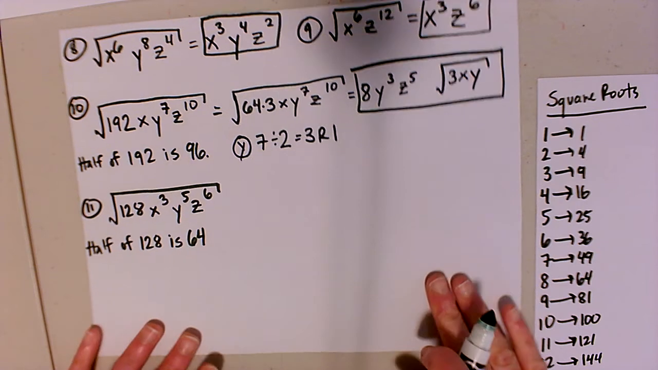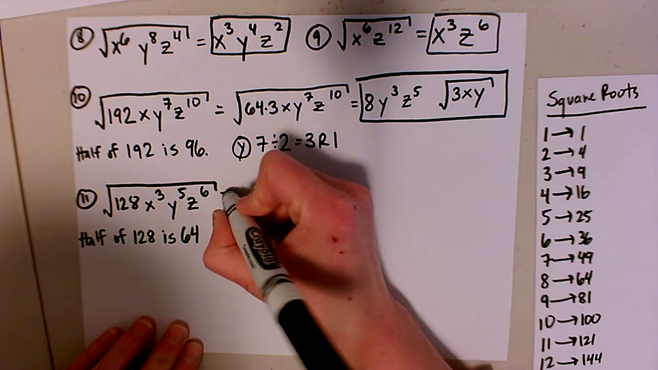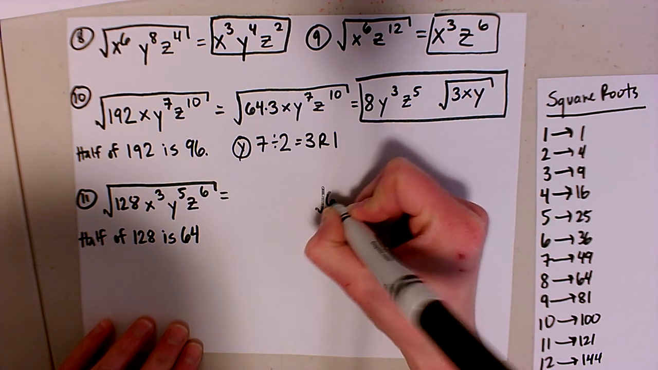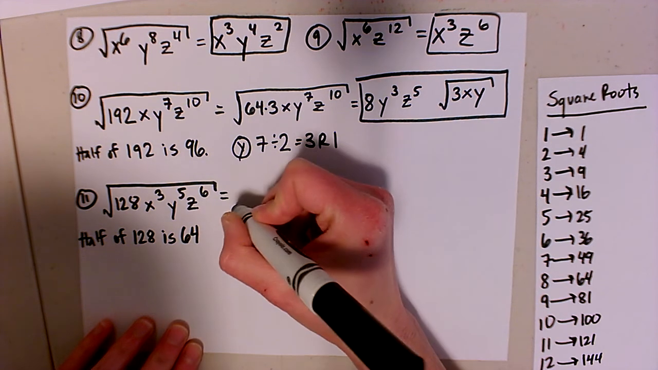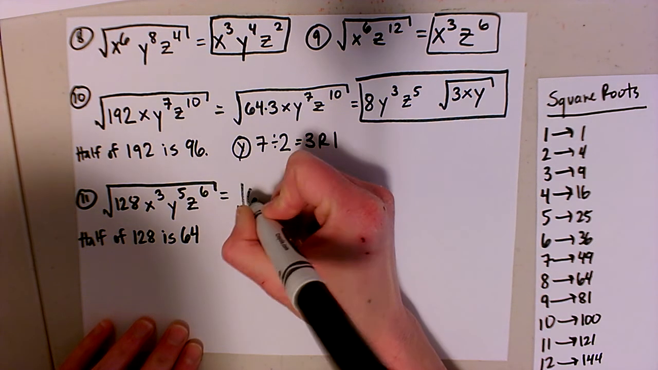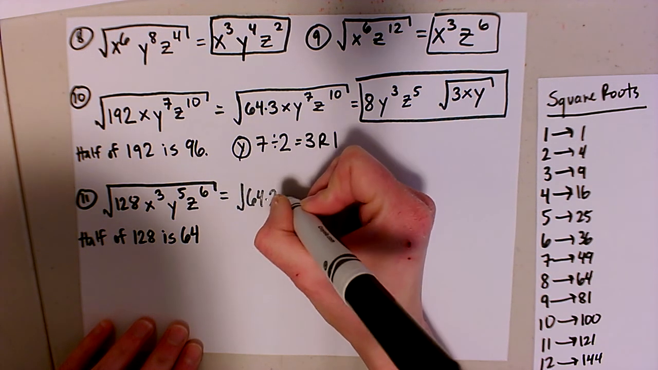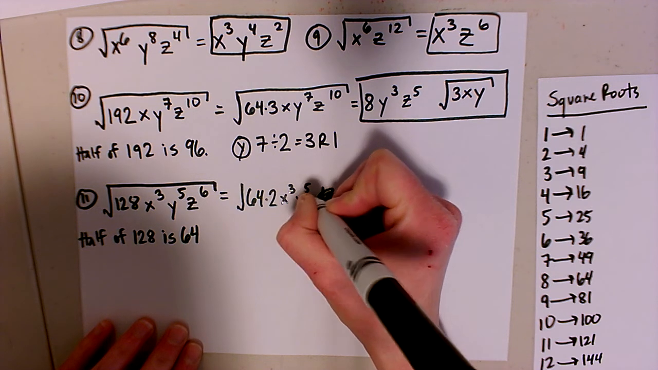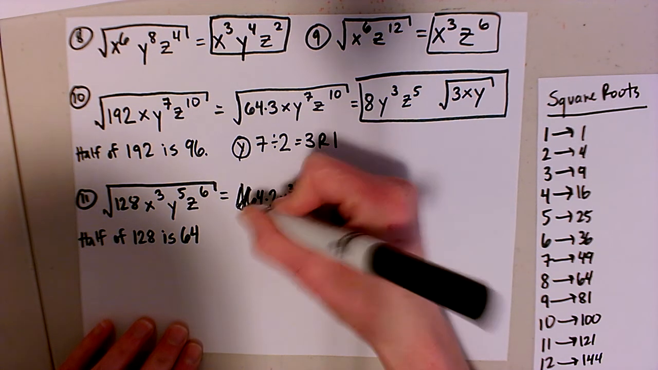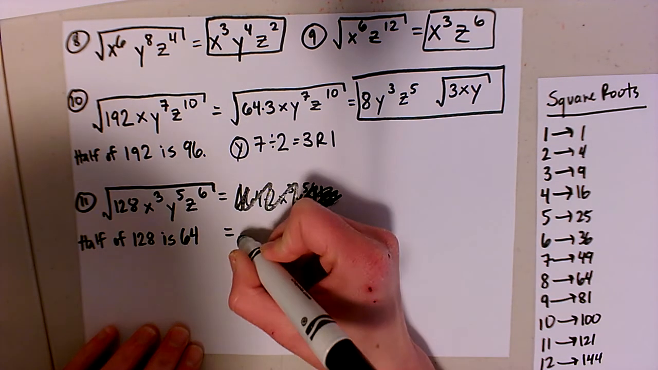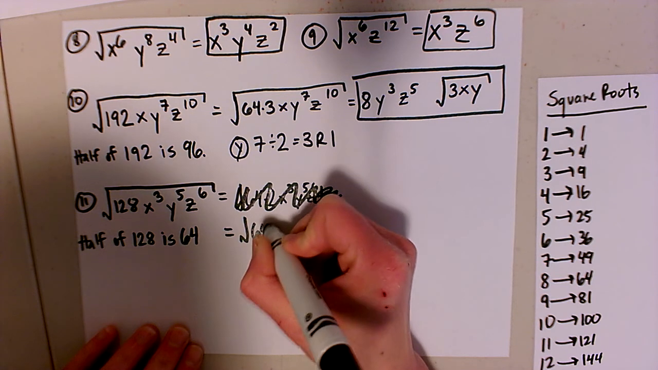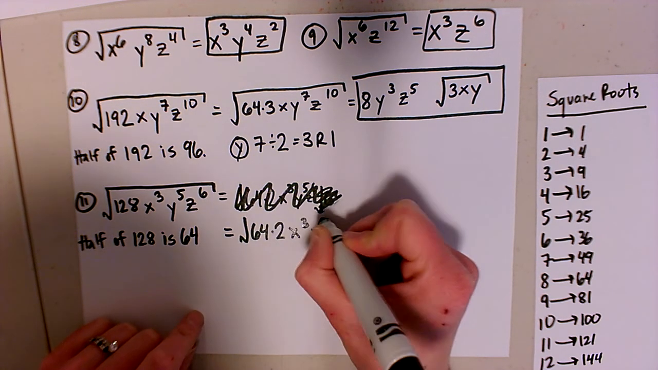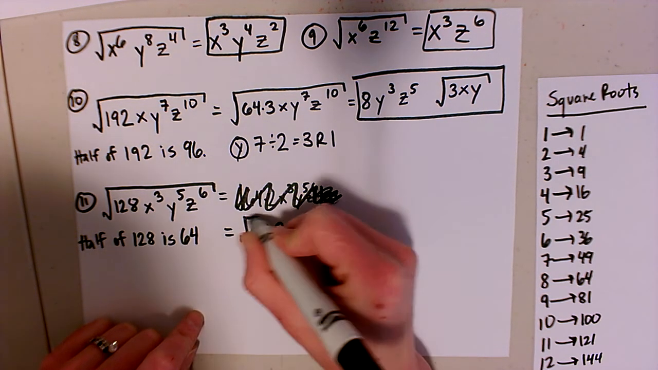So we can just rewrite 128 as 64. I don't know why I went all the way over there. We can just rewrite it as 64 times 2, and then I have x cubed, y to the 5th, and then z to the 6th. I'm just gonna, okay, try again. So 128, 64 times 2, and then x cubed, y to the 5th, z to the 6th.